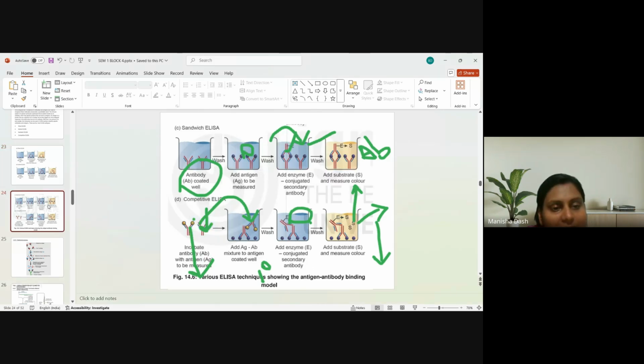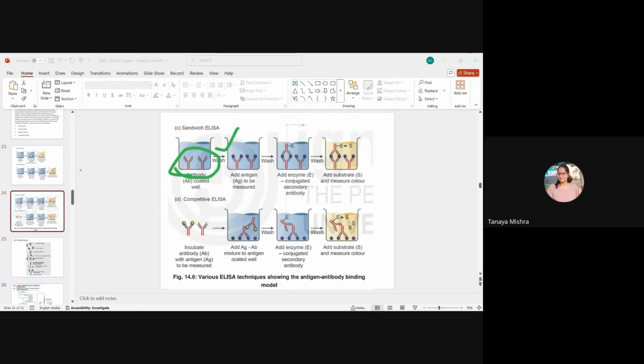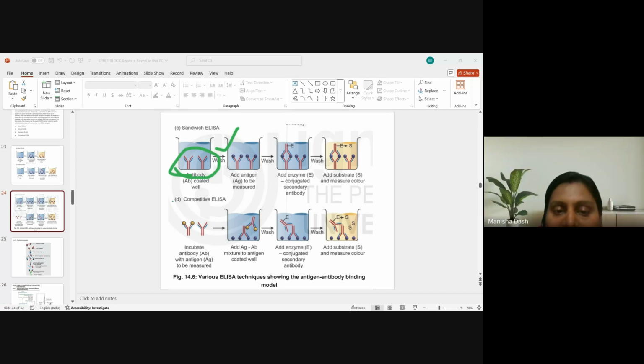So sandwich, as the name suggests, here, instead of what you saw before, where first the antigen was coated in the well, now first you will coat the well with antibody. The same technique is used in malaria kit or pregnancy kit, but there the antigen and antibody are different.